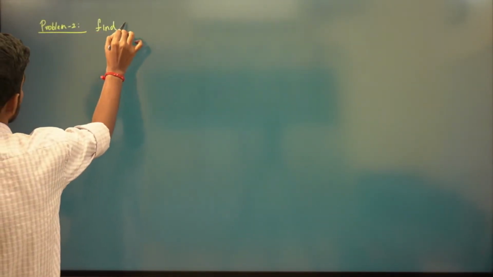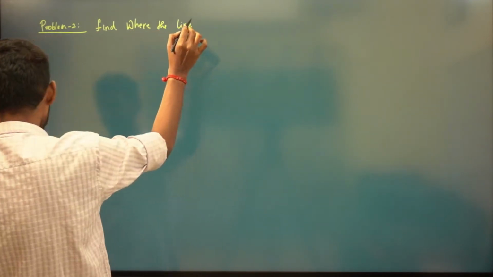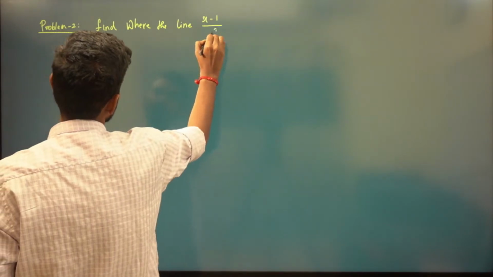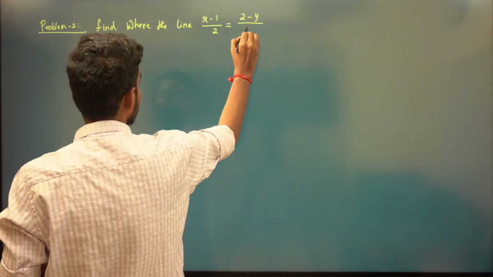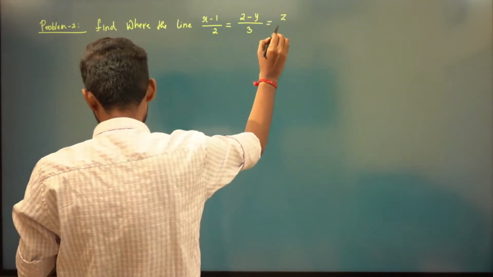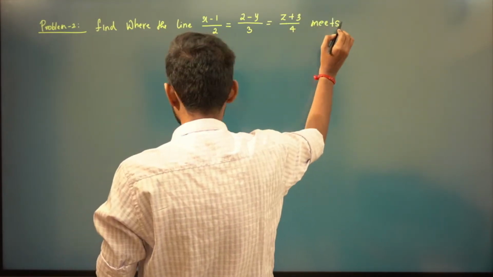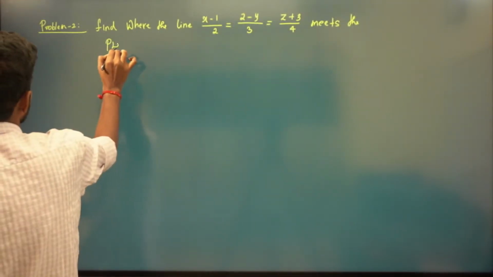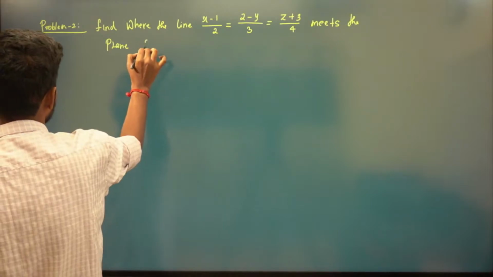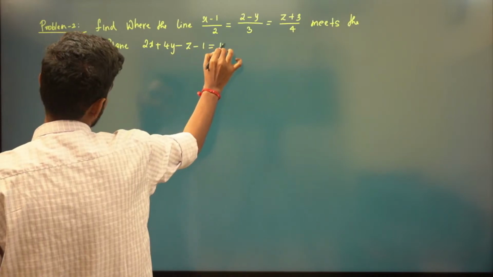So problem 2, find where the line (x minus 1)/2 is equal to (2 minus y)/3 is equal to (z plus 3)/4 meets the plane 2x plus 4y minus z minus 1 is equal to 0.